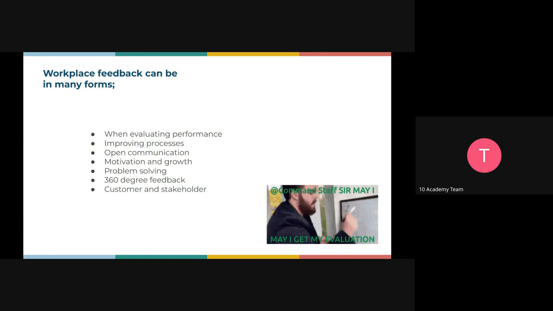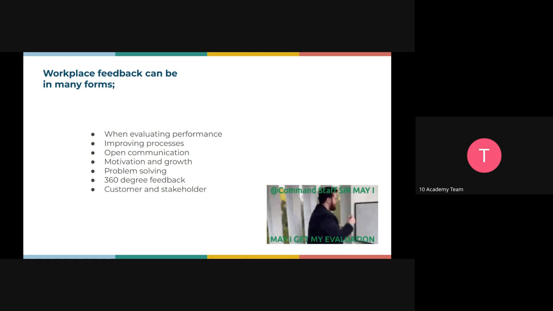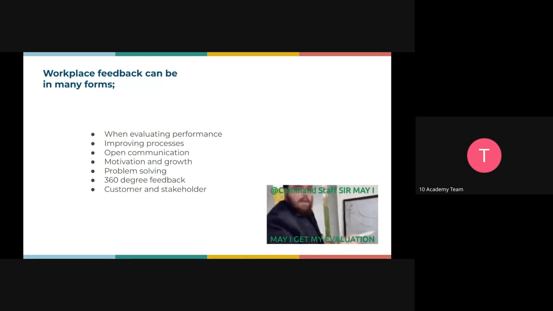This type of feedback can come out differently in our workplace. For example, when evaluating performance, this focuses mostly on the goals that were set, or the different KPIs, and also how well someone achieved them. Sometimes when you present your project, you have to be evaluated. Okay, you did well, you could improve here or here.